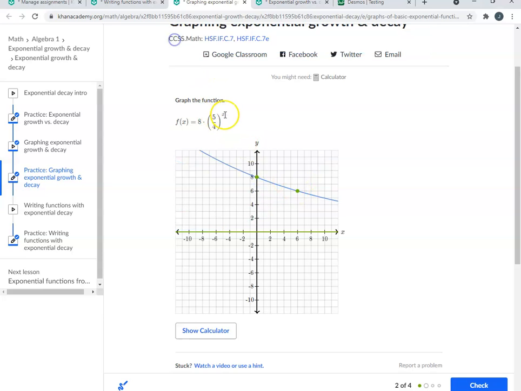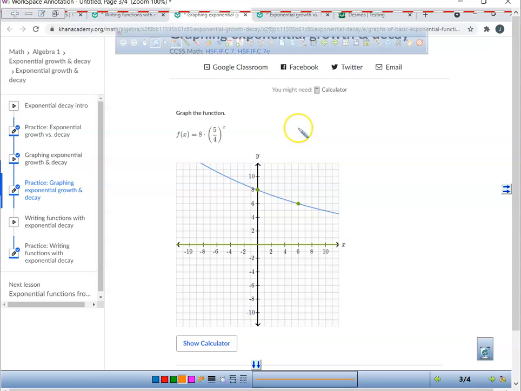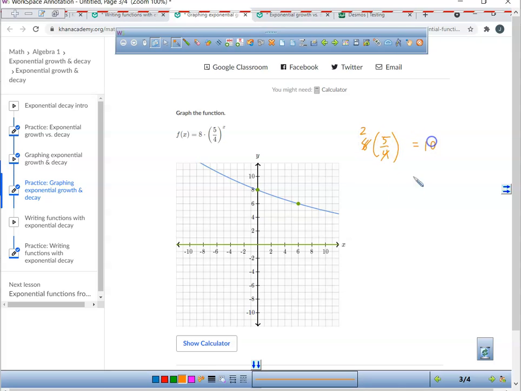Then all I got to do now is just plug in a 1 right there. So if I have 8 and I raise it basically to the power of 5/4 to the power of 1, that's just basically what's 8 times 5/4? Well, 4 goes into 8 a total of 2 times. And 2 times 5 is 10.